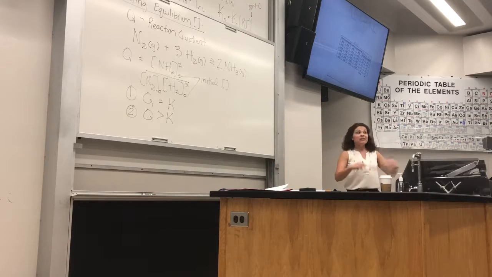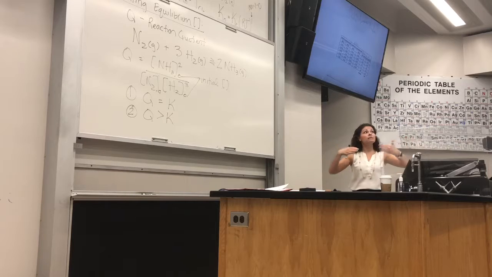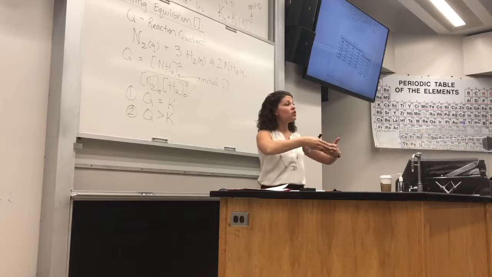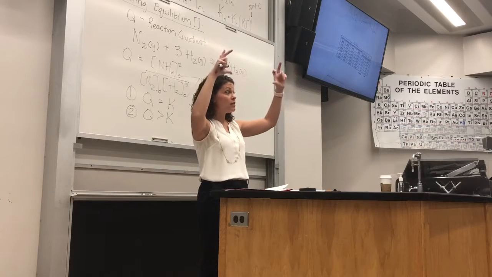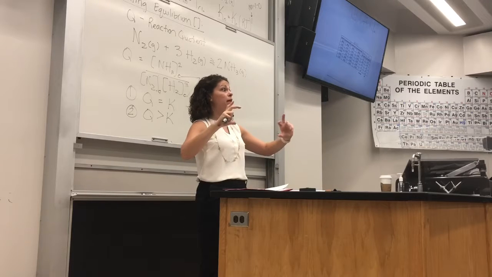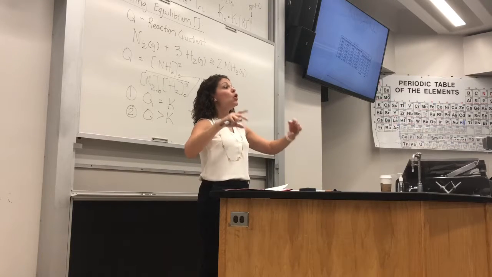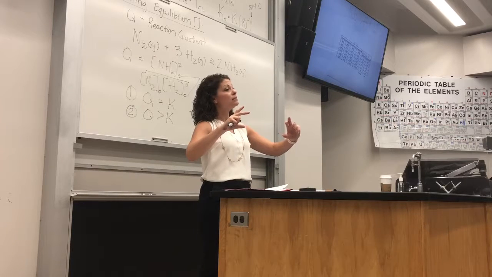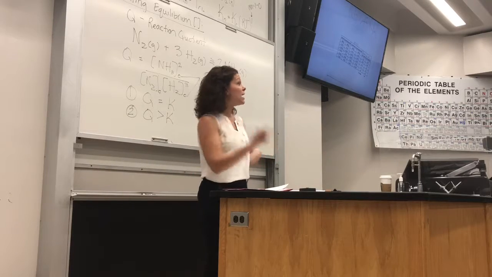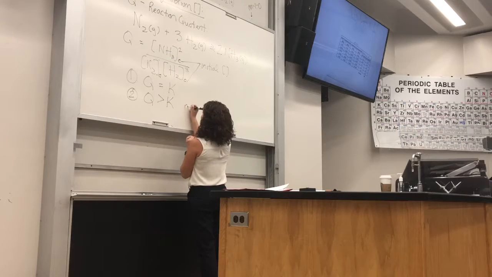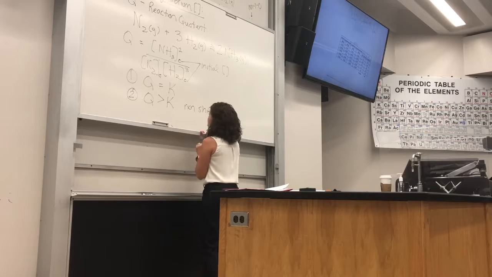If Q is bigger than K, it has to become smaller to become K. So how can you make Q smaller? By increasing the magnitude of the denominator. What's in the denominator? The reactants. So when I ask you which direction the reaction is going to shift, you're going to tell me left, because that's where the reactants are. If you calculate a Q that's greater than K, the reaction will shift left to reach equilibrium.